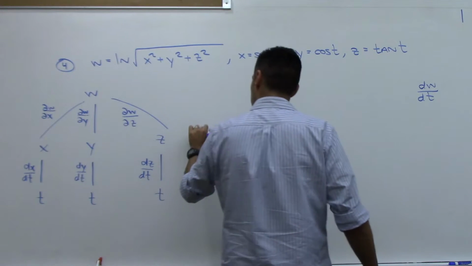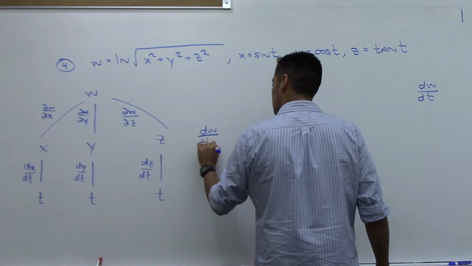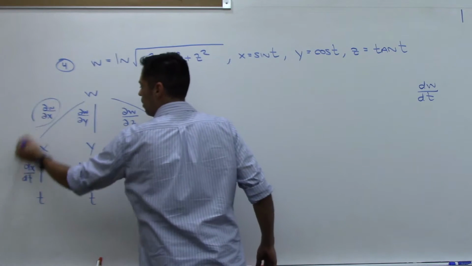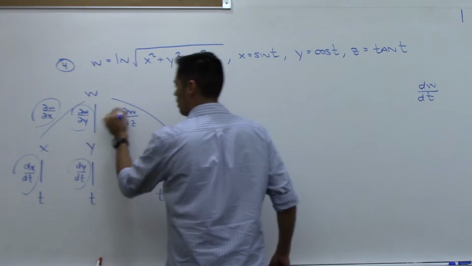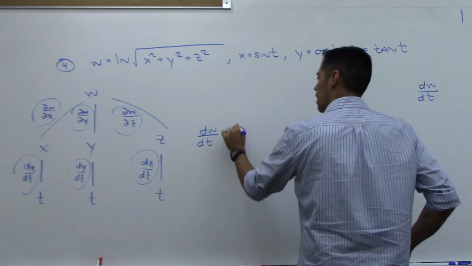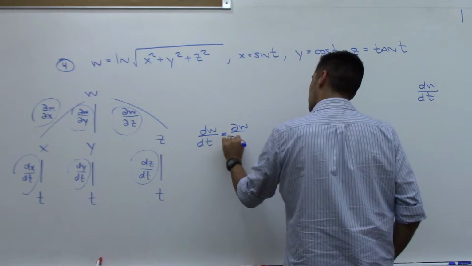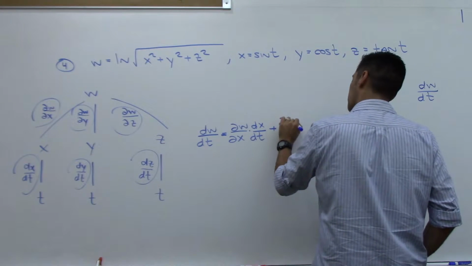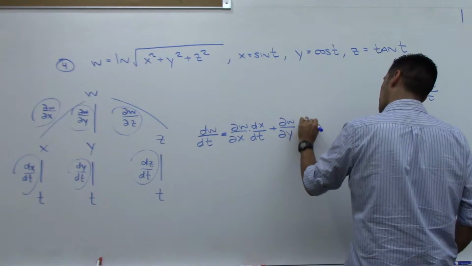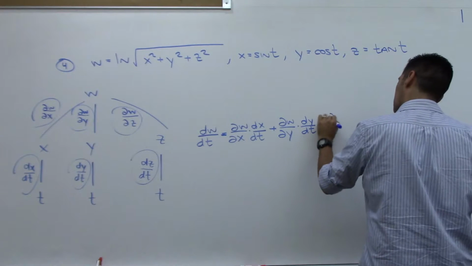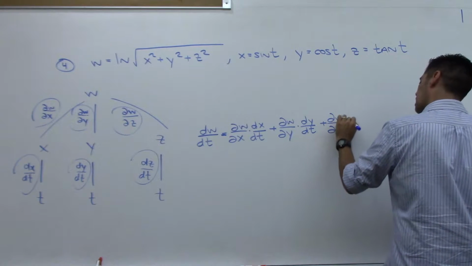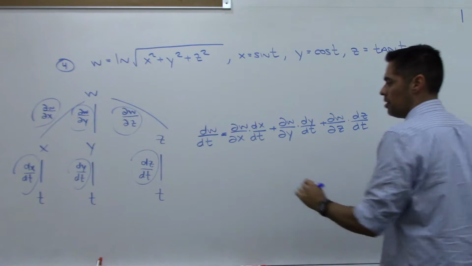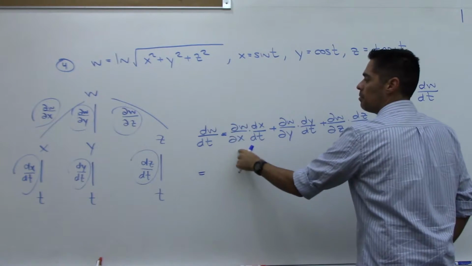So the derivative of w with respect to t should be the sum of the product of the branches. So here's one branch, here's a second branch, there's 3 branches. So I'm going to have partial w with respect to x times dx dt plus partial w with respect to y times dy dt plus partial w with respect to z times dz dt, which equals partial w with respect to x.